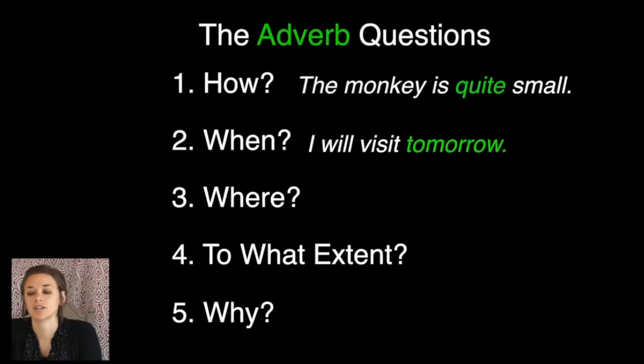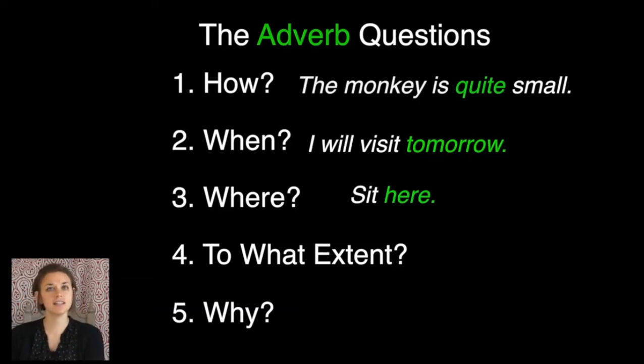Where is an adverb question. Here's the example. Sit here. Sit is a verb. Here is telling us more about the verb. Where should I sit? Sit here.